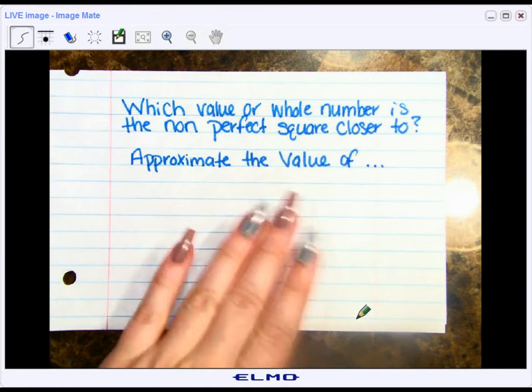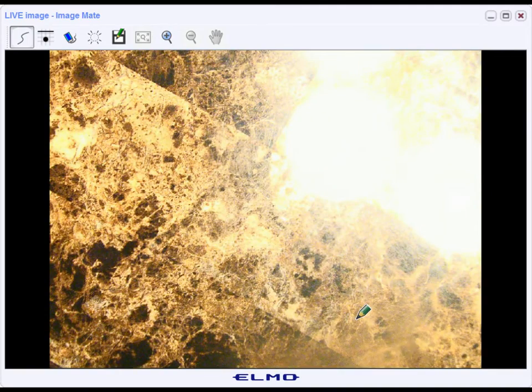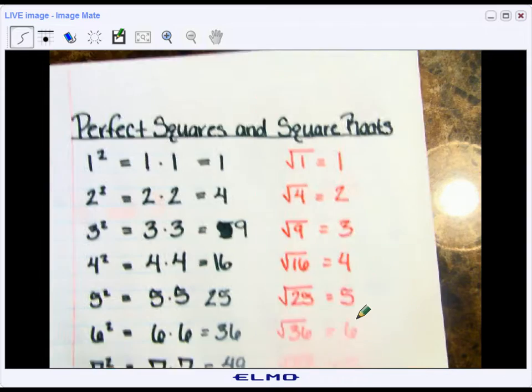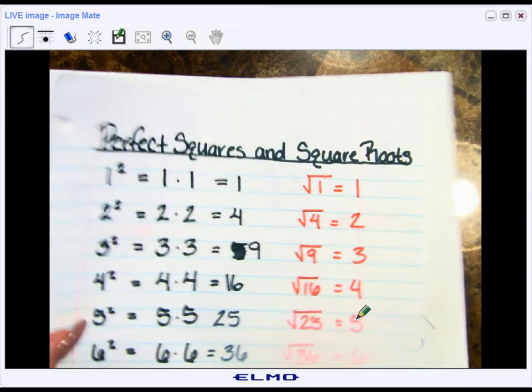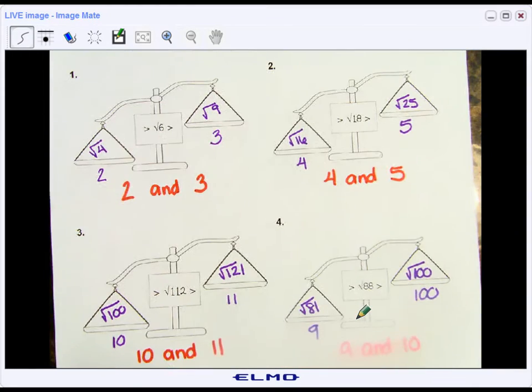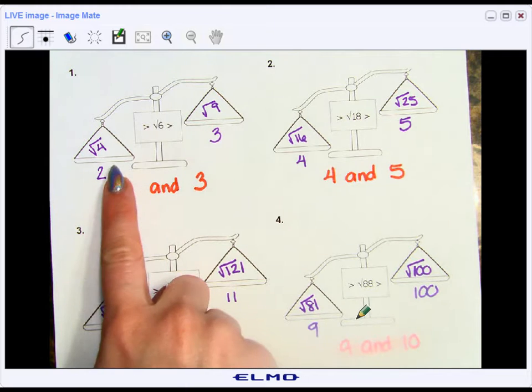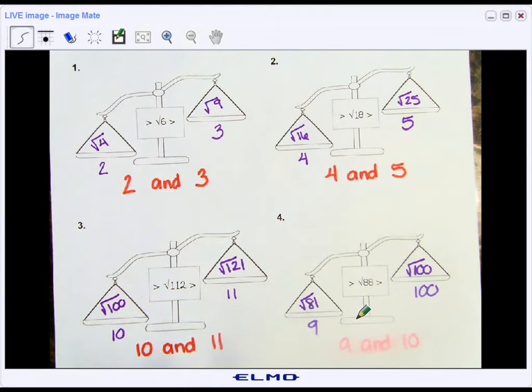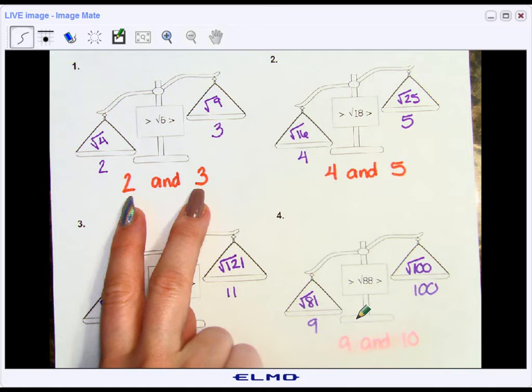So if you see these two questions, you're going to take the steps that we did in the previous video. So you need your square roots, your perfect squares and square root list. You also need to understand and watch the video about how to approximate the non-perfect square between the two whole numbers that I went through in the previous video again.